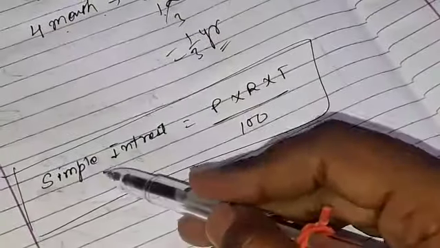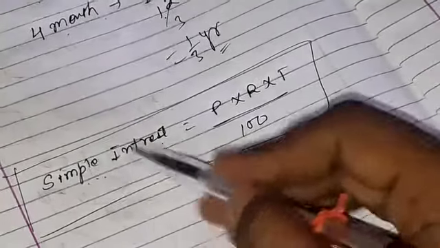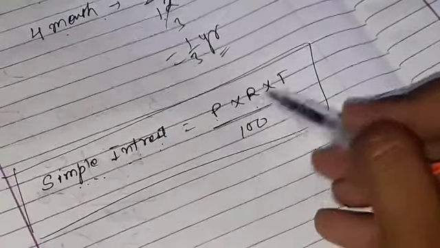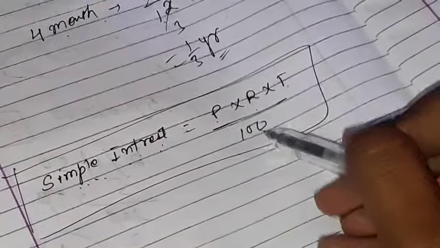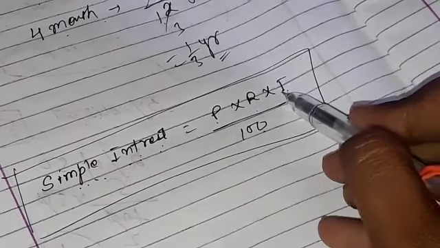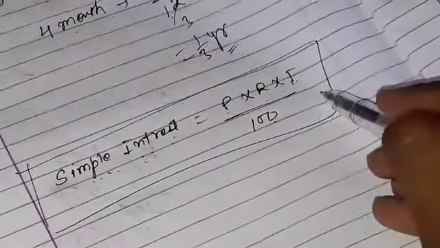In class, how much interest will you get? For that you have a formula. Simple interest is equal to principal into rate into time upon 100. And class, your time is always in years. So this is the basic formula.